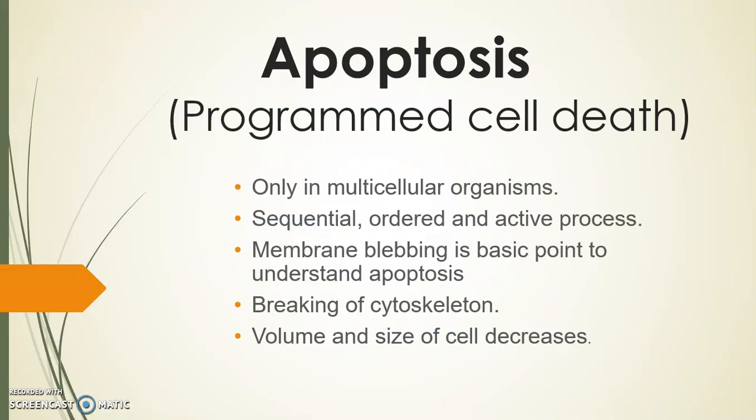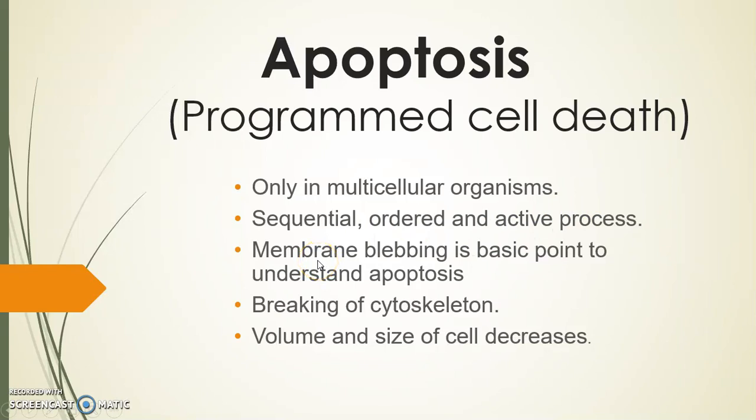So apoptosis is a programmed cell death. It occurs only in multicellular organisms, never found in unicellular, because unicellular organisms are only a single cell, and if that one cell dies, how will the living organism survive? So it always occurs in multicellular organisms. Second point is, it is a sequential, ordered, and active process. Active process means it is an energy dependent process, and sequential means it takes place in a stepwise manner, and everything should be ordered, never in an unordered form.